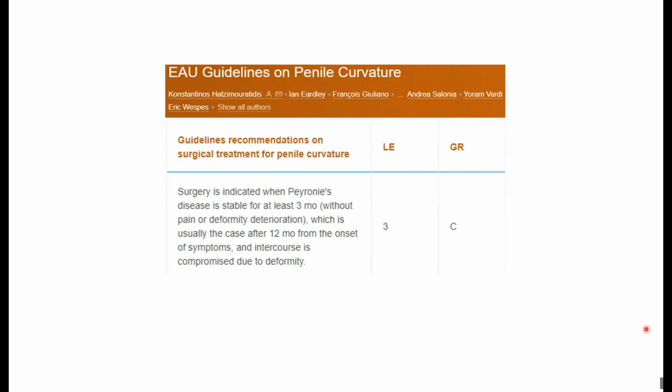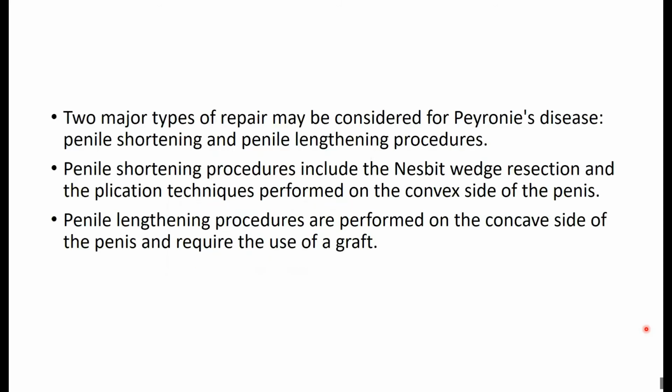Guideline recommendation for the surgical treatment of penile curvature. The two major types of repair that may be considered for Peyronie's disease are penile shortening and penile lengthening procedures. Penile shortening procedures include the Nesbit wedge resection and the plication technique performed on the convex side of the penis. Penile lengthening procedures are performed on the concave side of the penis and require the use of a graft.